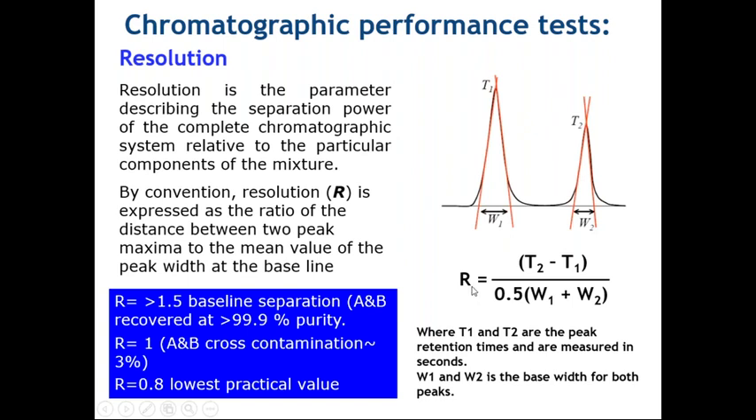So if you get a resolution R greater than 1.5, as seen over here, you will see that you have a baseline resolution and you can separate compound A and B by 99.9% purity. If the resolution is 1, there is cross-contamination of A and B. And if the resolution is 0.8, we will not accept it in HPLC.